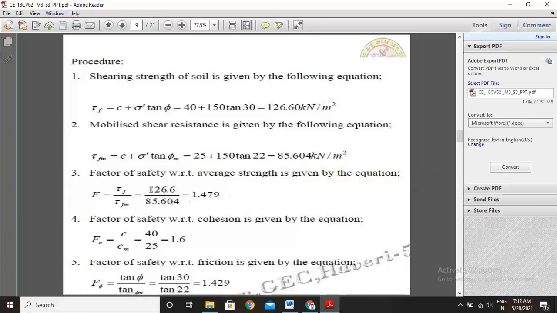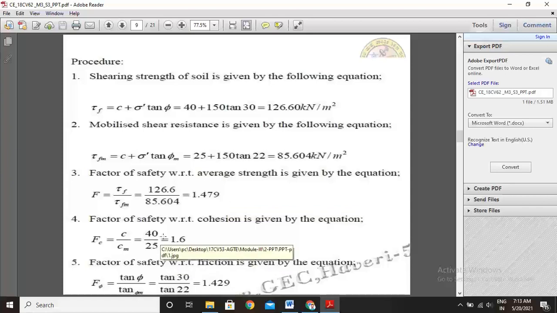Next step, factor of safety with respect to average shearing strength is given by the equation, that is factor of safety F equal to tau f by tau m. Now substitute the values here. Tau f is 126.6 divided by tau m, 85.604. Now we are getting 1.479. This is the factor of safety.